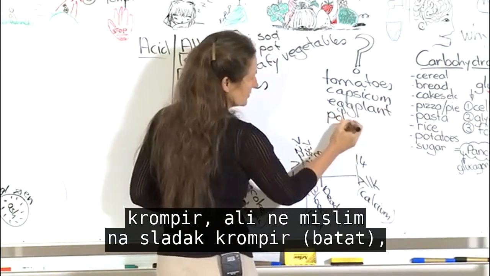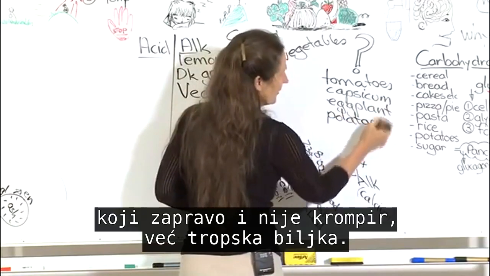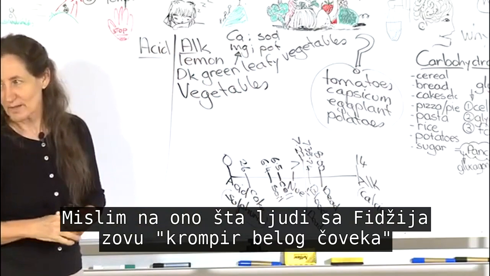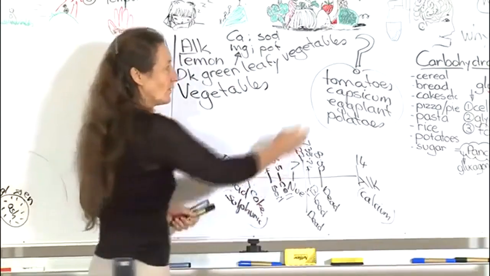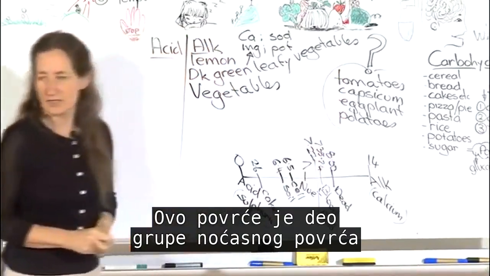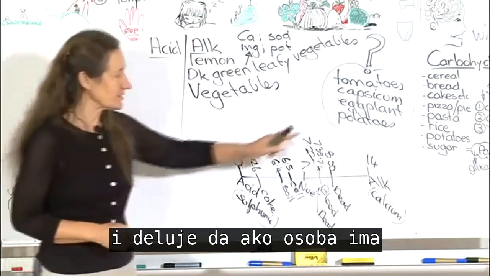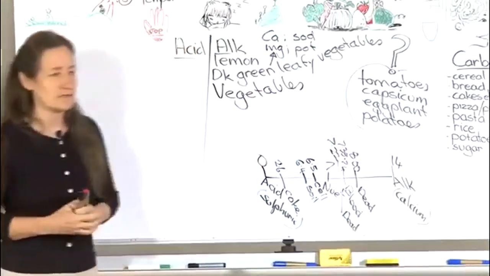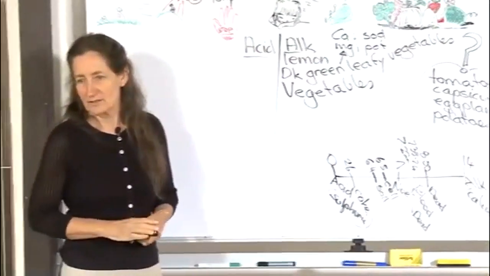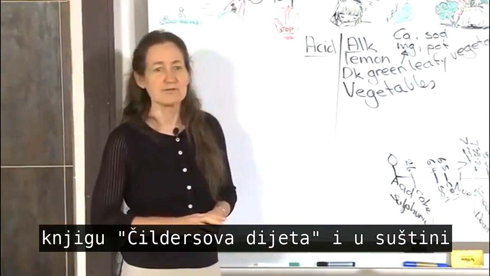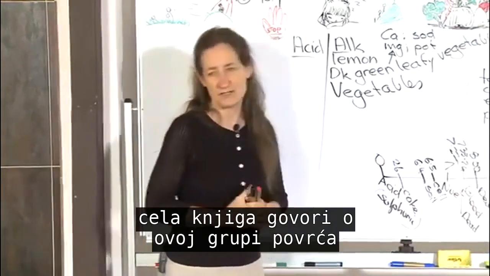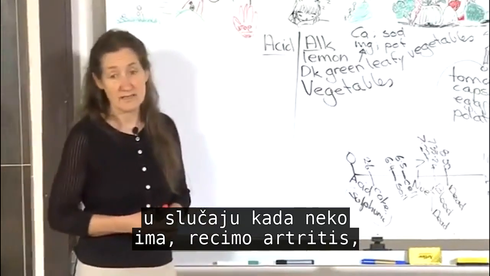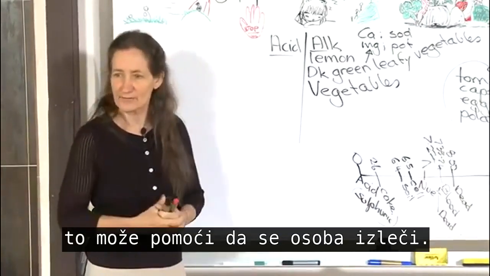And I'm not referring to the sweet potato, which actually is not a potato, it's a yam. I'm referring to what the Fijians call the white man's potato or the Irish potato. All of these vegetables are part of the nightshade family. And it appears that if someone has an inflammatory condition in their body and they eat the nightshades, it increases the inflammation. Dr. Norman Chilvers wrote a book called The Chilvers Diet, and the whole book's basically on the nightshades. And he shows how eliminating the nightshades when someone has, say, arthritis, can help to heal from arthritis.